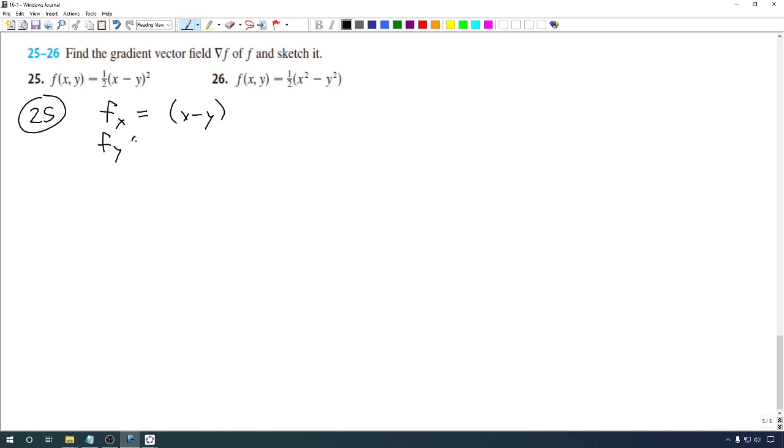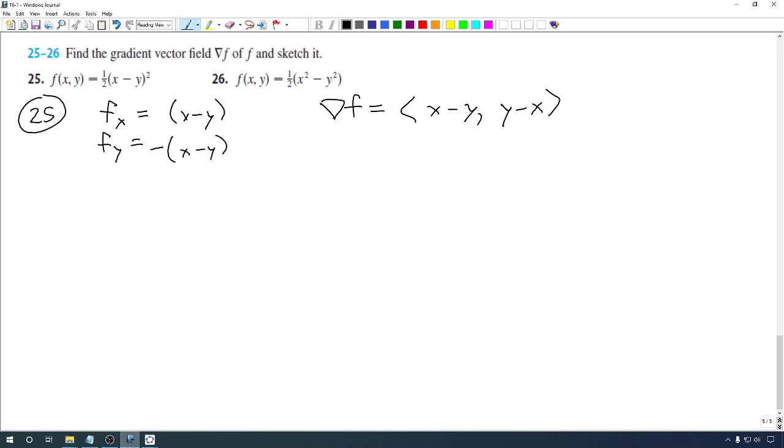F sub y, we do kind of the same thing. In fact, the first step doesn't really change anything. We still cancel out the 1/2 with the 2 that we bring down. We still have the x minus y, but now we take that times the derivative of the stuff inside. Derivative of x minus y with respect to y this time is negative 1. So it's actually negative x minus y. So our gradient here, gradient of f, the first component is x minus y. Second component, I'm going to write this as y minus x. So that is our gradient. And that's really all we have to do for that first part.